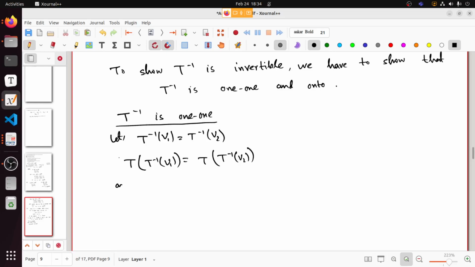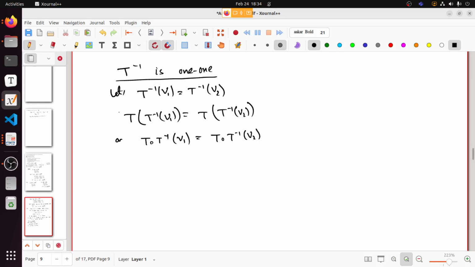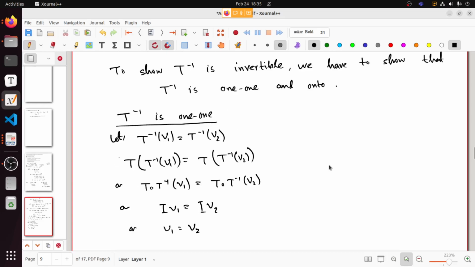Then what will be the T compose T inverse? It is T compose T inverse of V1 equals T compose T inverse of V2. Now you know T is invertible, so T compose T inverse is the identity. So I V1 equals I V2, which is the same as V1 equals V2. We started with T inverse of V1 equals T inverse of V2 and got V1 equals V2, which means T inverse is 1-1.